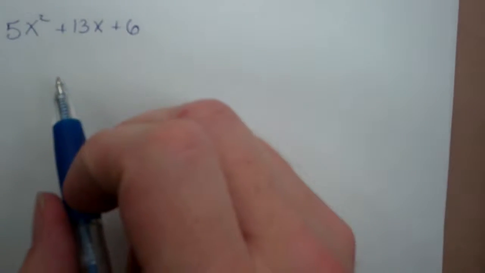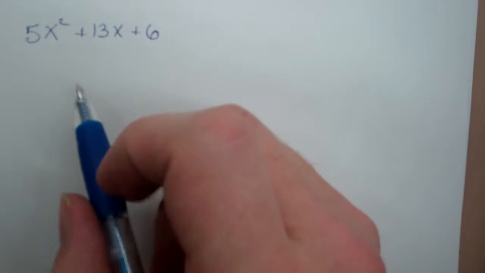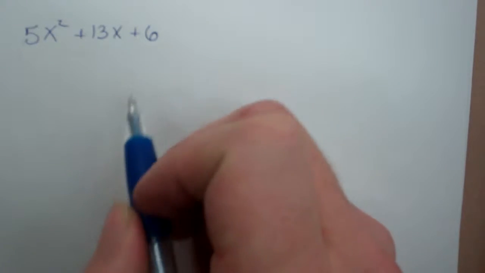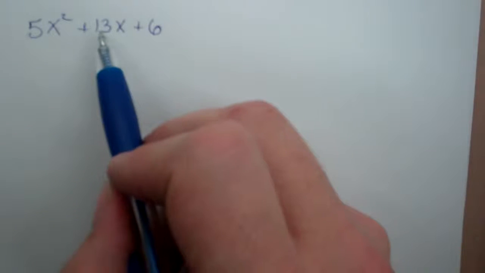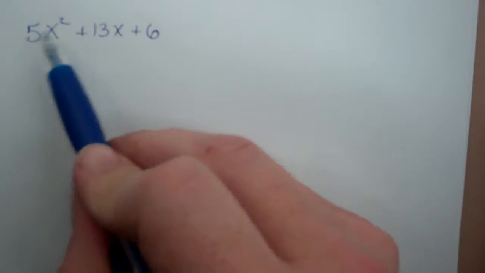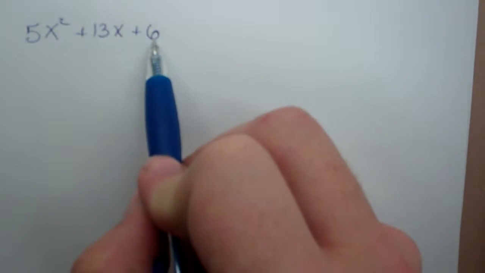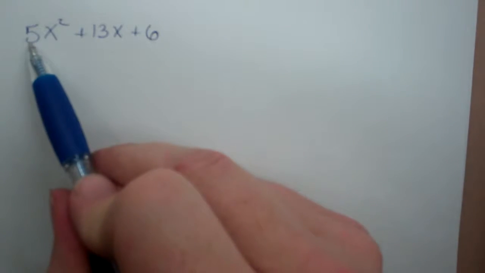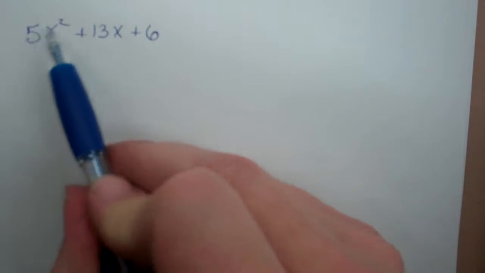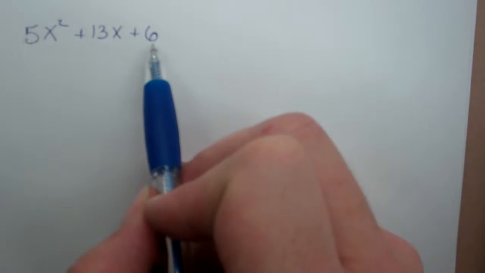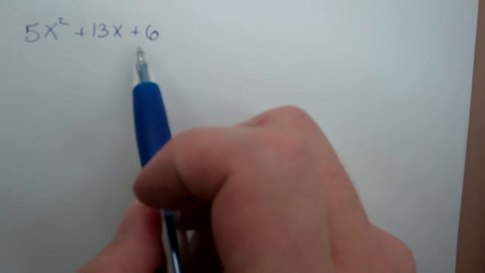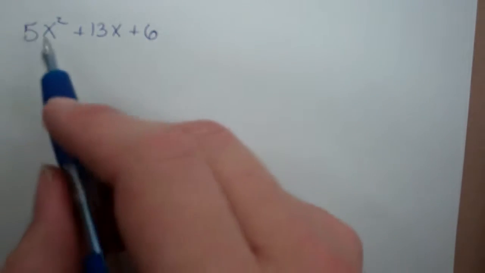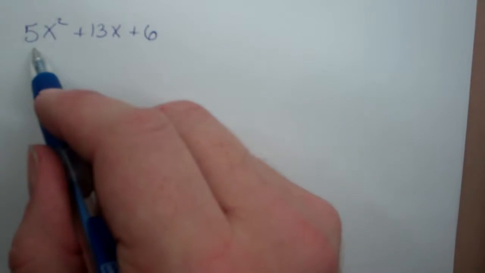Here is another example in our review of factoring. We have 5x squared plus 13x plus 6. Well, what is the greatest common factor? It looks like the greatest common factor is going to be a 1, since 1 is the largest number that will divide into a 5, a 13, and a 6. When the greatest common factor is a 1, it does no good to pull it out. We can go straight to a product of two binomials.